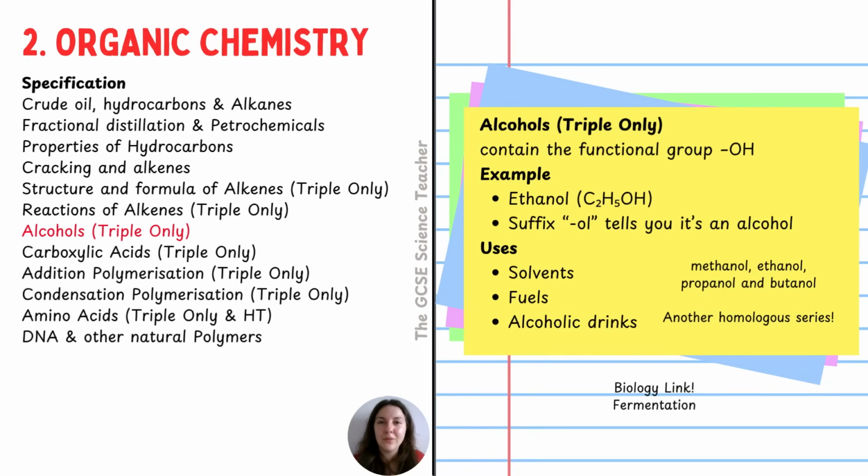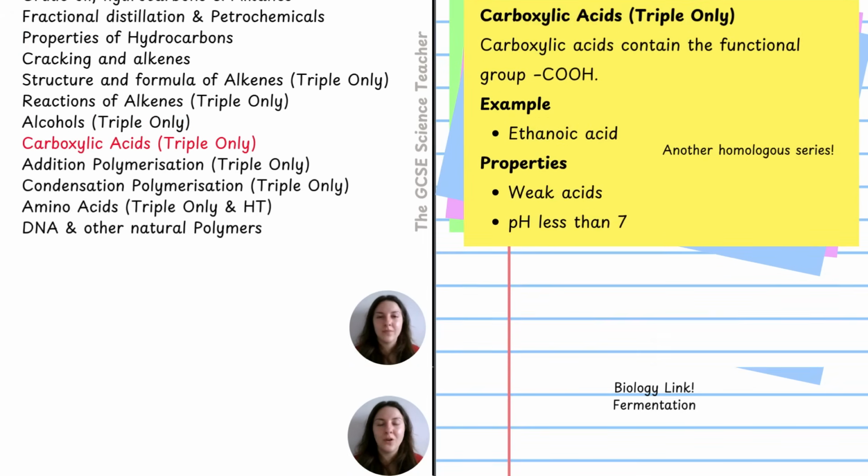Alcohols are compounds that have a functional group OH covalently bonded to a carbon. Remember, a key example of an alcohol is ethanol. You've probably used it before throughout your GCSEs, and it has the suffix ol, so ethanol. It tells you that it's an alcohol because of this ending of the word. Uses of alcohols include solvents, fuels, and also alcoholic drinks.